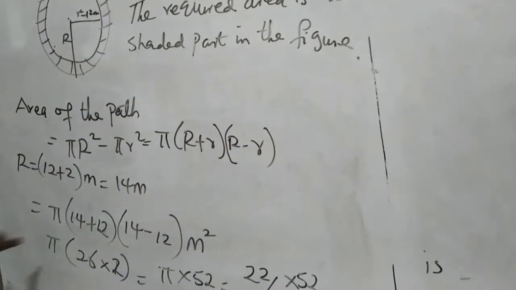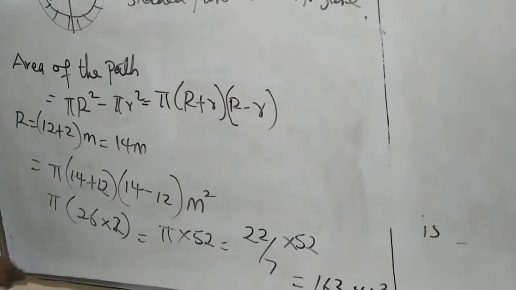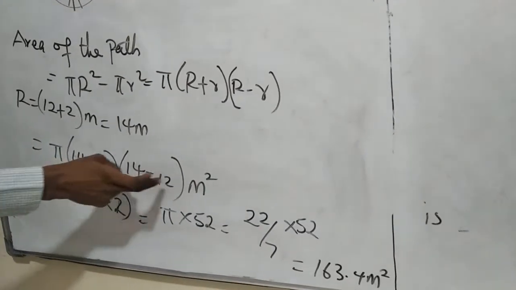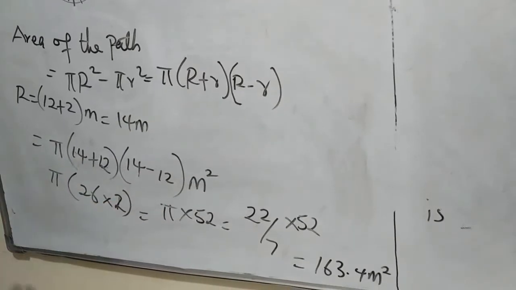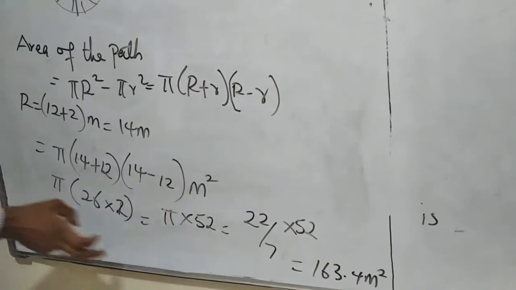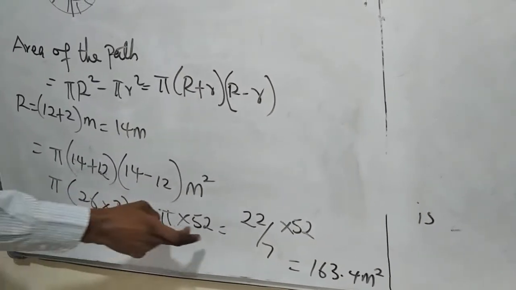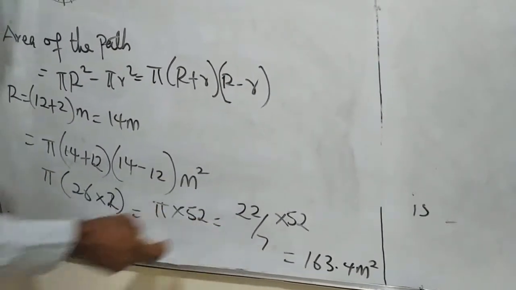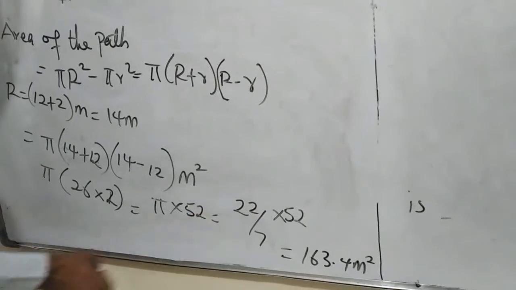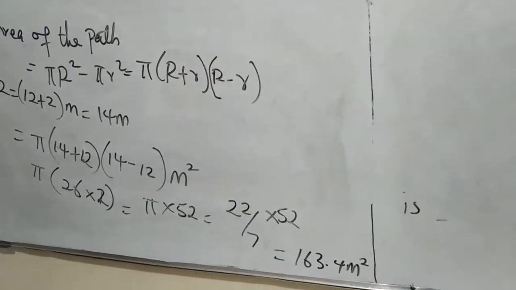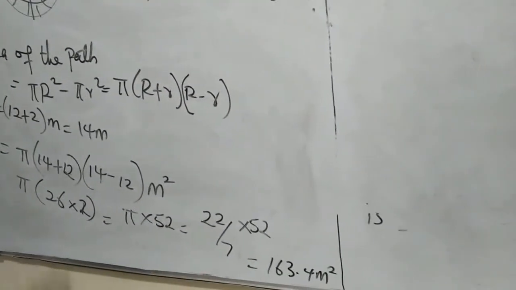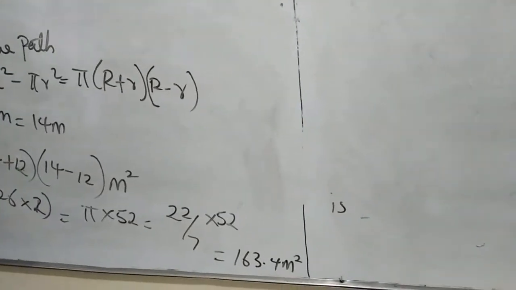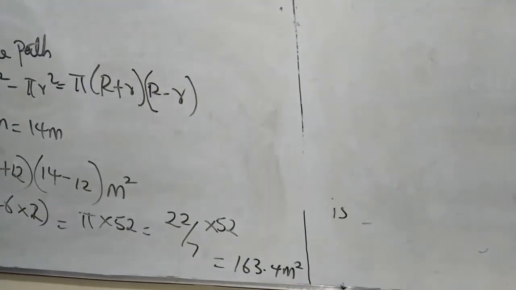From here, 14 plus 12 gives us 26. 26 times 14 minus 12 gives us 2. So we have pi times 52, because 26 times 2 we have 52. The value of our pi is 22 over 7. We multiply this out to get 163.4 meters squared. Therefore, the area of our pathway is 163.4 meters squared.